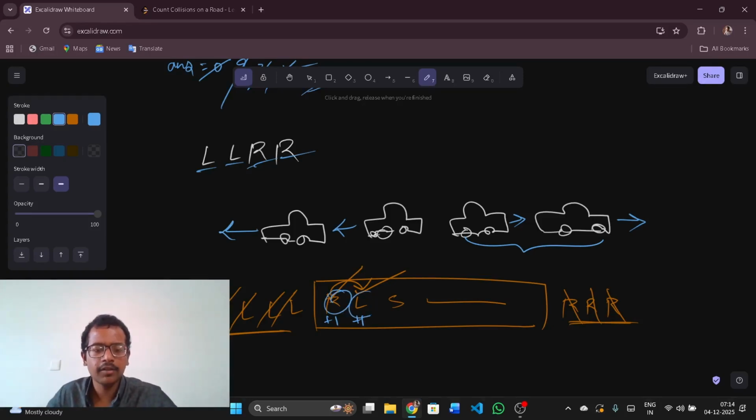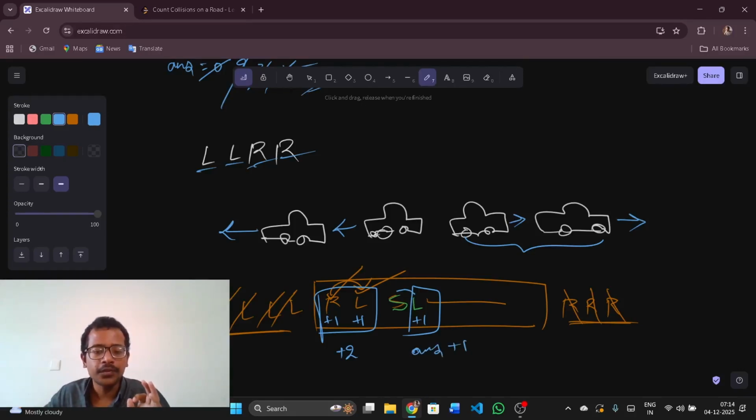Every time I have an R, every time I have an L, I'm adding 1. So I'm just adding 2. That's what they said, and that's what I'm doing. Now, you might ask me, there is a stationary car and there is a left car, let's take the same example. The stationary car I'm not going to use, but when I come to this left car, I'll add 1 to the answer.